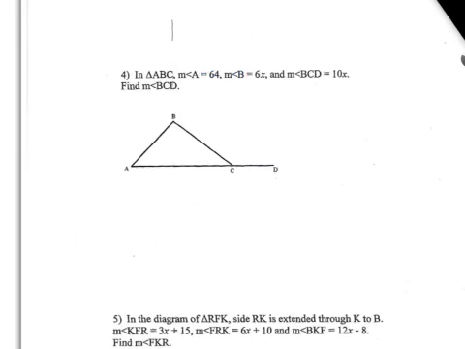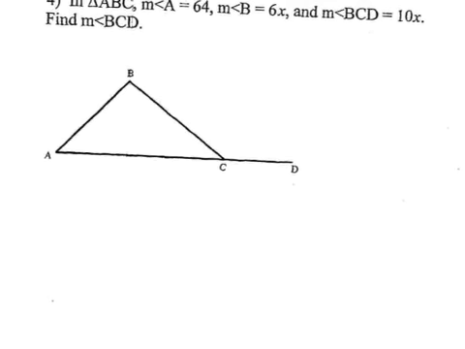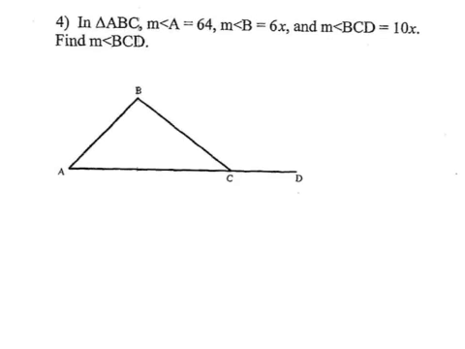Okay, so let's go to our next slide, please. So in this case, question number 4, we have to do some labeling on our own. It says in triangle ABC, the measure of angle A is 64. So I'm going to zoom in a little bit. But the measure of angle A is 64. So I'm going to put a 64 in there. The measure of angle B is 6x. And it says the measure of angle BCD, so be careful, BCD is this angle here, is 10x.